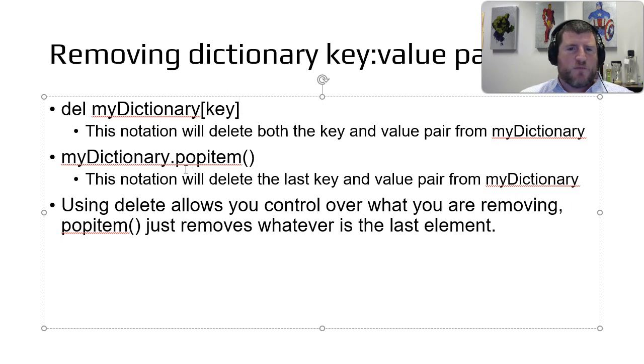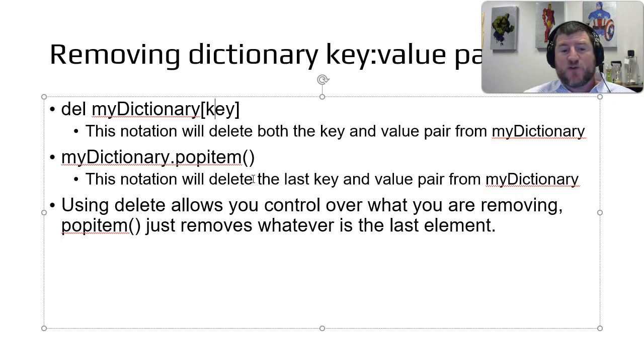Another way to remove a key value pair is to use popitem. This is my dictionary dot popitem. This is a little bit different because in delete, you're telling it specifically which key you want to get rid of. But in popitem, it always gets rid of the last key and value pair from the dictionary.